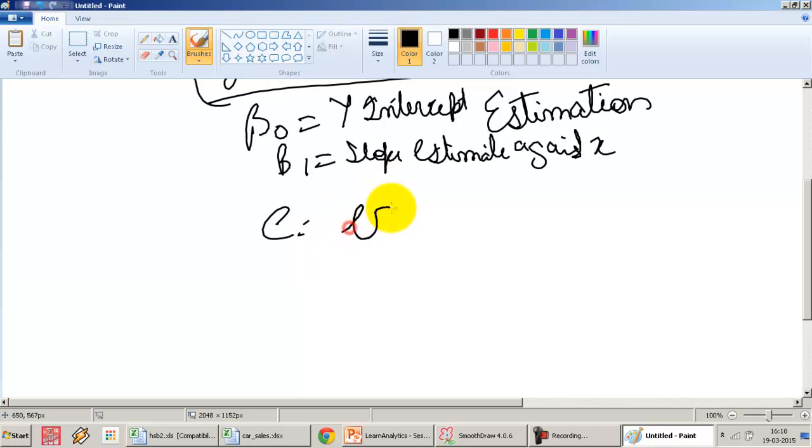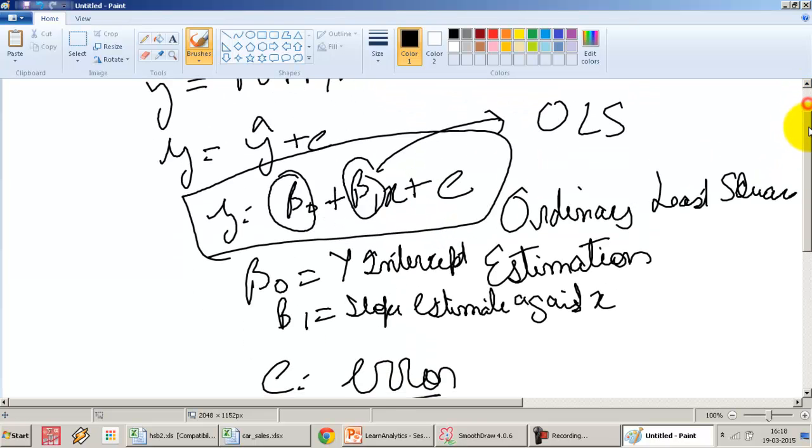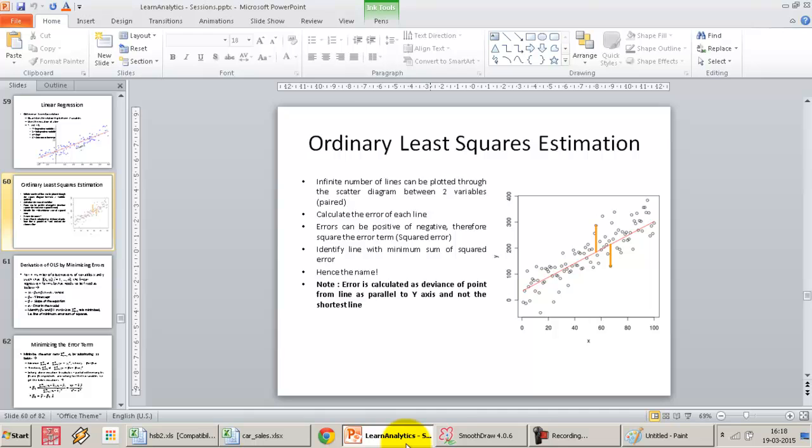So e is the error, and the total sum of squared error is the term that we've minimized over here. Error is the random fluctuation in our data set which cannot be explained by our regression models. That's another way of looking at the error, or it's also called the residual in some cases. Now we're going to move on to how we actually derive the beta naught and beta 1.